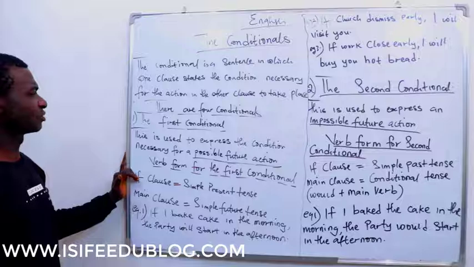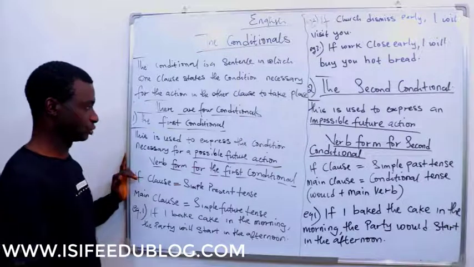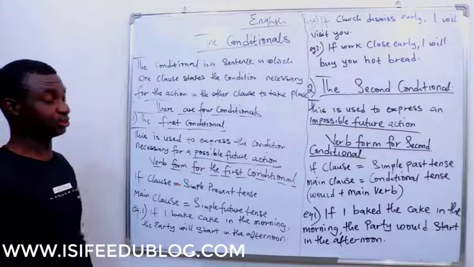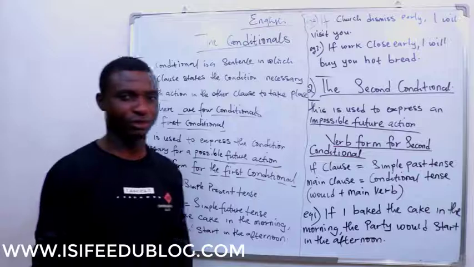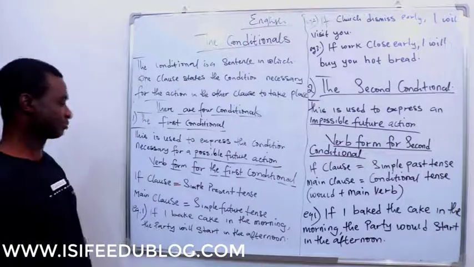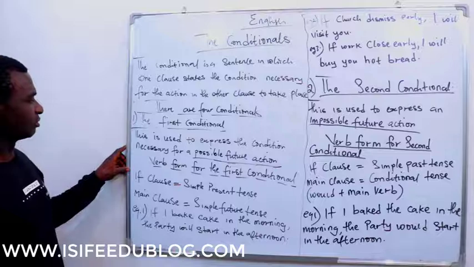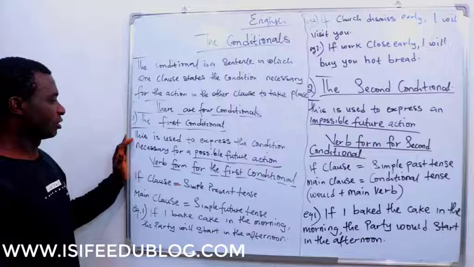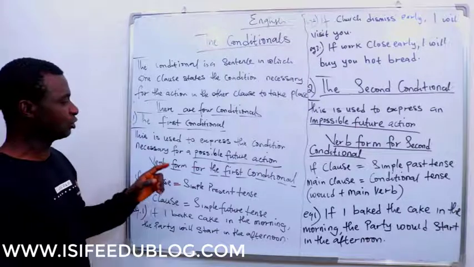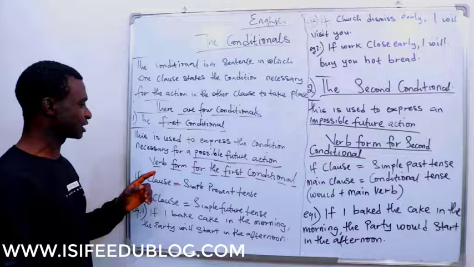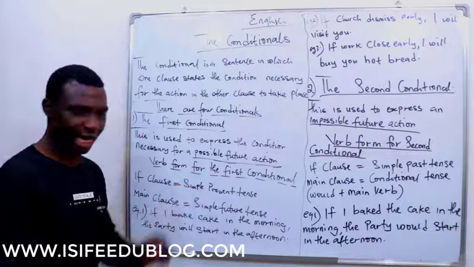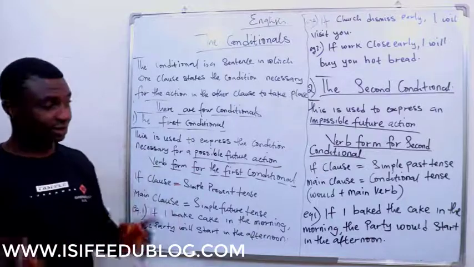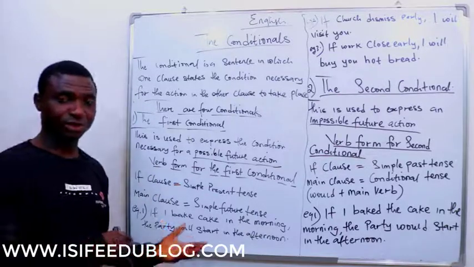Now, there are four conditionals. We shall be looking at these four conditionals one at a time, and the implication of each conditional or type. The first one is simply called the first conditional. This is used to express the condition necessary for a possible future action. Take note of that. A possible future action.